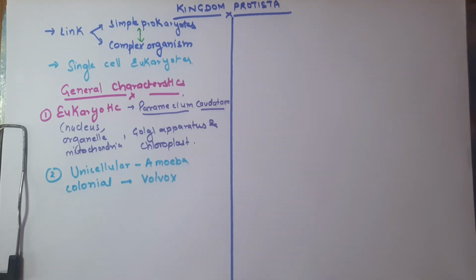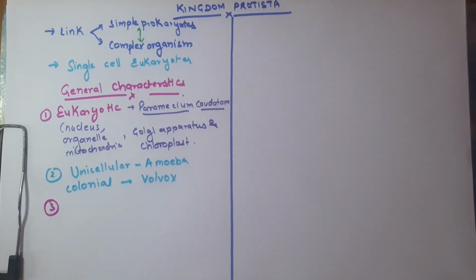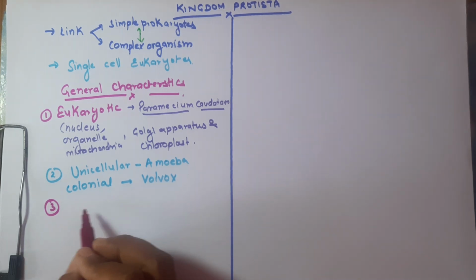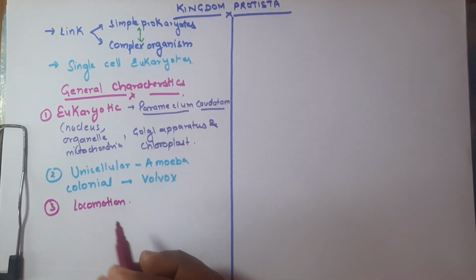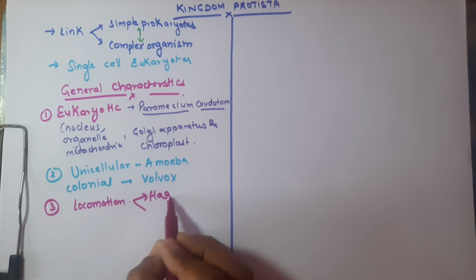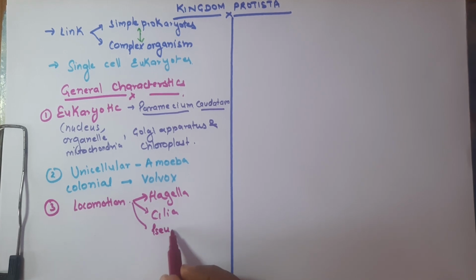Now let's talk about their locomotion. Locomotion is the movement, which we all know is enabled by flagella, cilia, or pseudopodia. The kingdom Protista exhibit locomotion, so they have the tendency to move. The movement could be with the help of flagella, cilia, or pseudopodia.